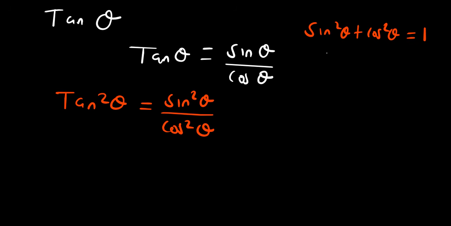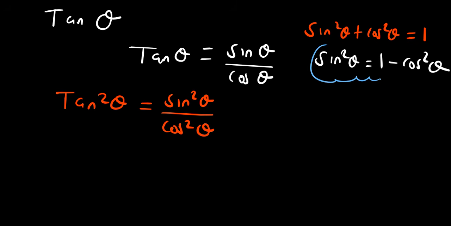I'm going to have sine squared theta is equal to 1, and when the cos goes to the other side it becomes negative, so I'm going to have 1 minus cos squared theta. If sine squared is this, I'm just going to replace it here.